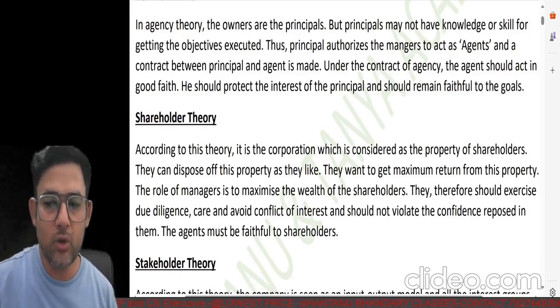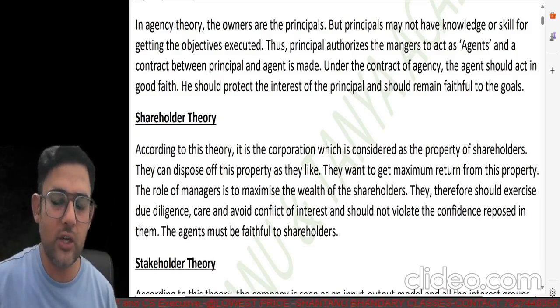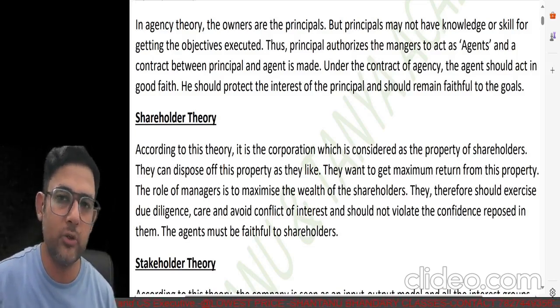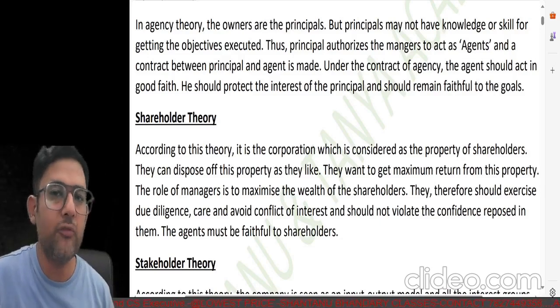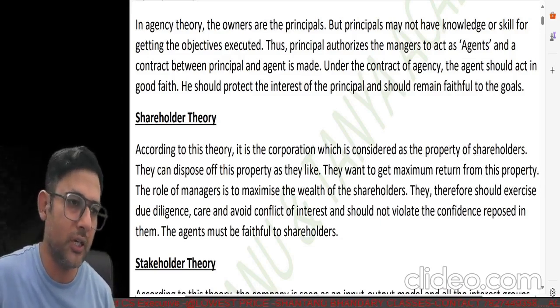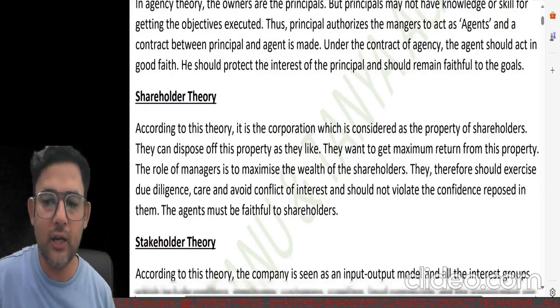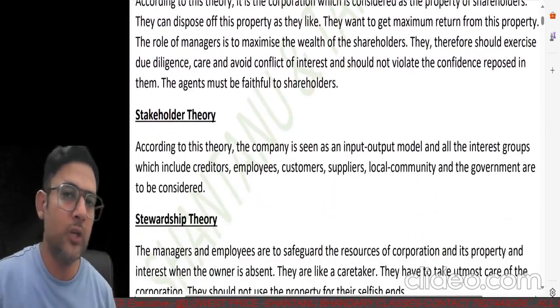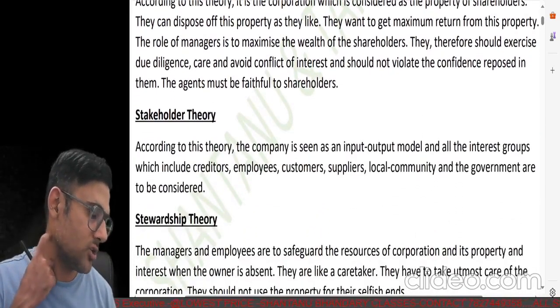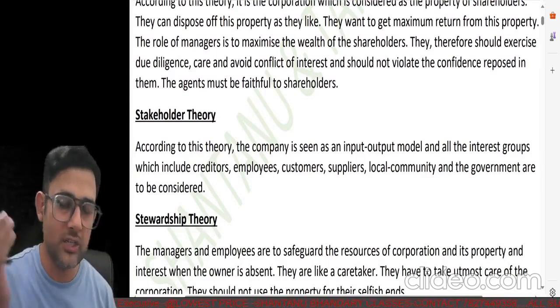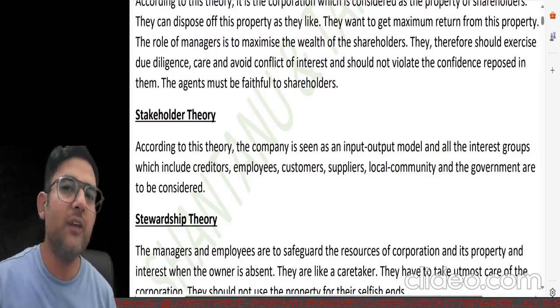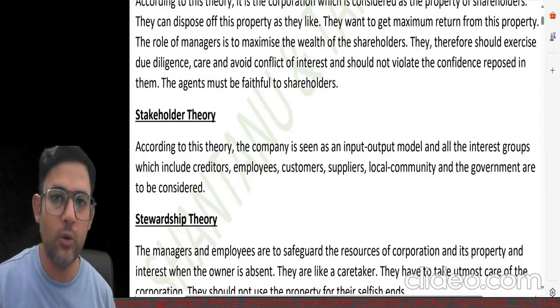The other one is called the stakeholder theory. The stakeholder theory talks about the fact that not just the shareholder, as we were discussing, but everyone associated with the company, whether directly or indirectly, should get some benefit out of it. It also includes the creditors, the debenture holders, the employees, the shareholders, even the community, the government, everyone. So this is called the stakeholder theory.